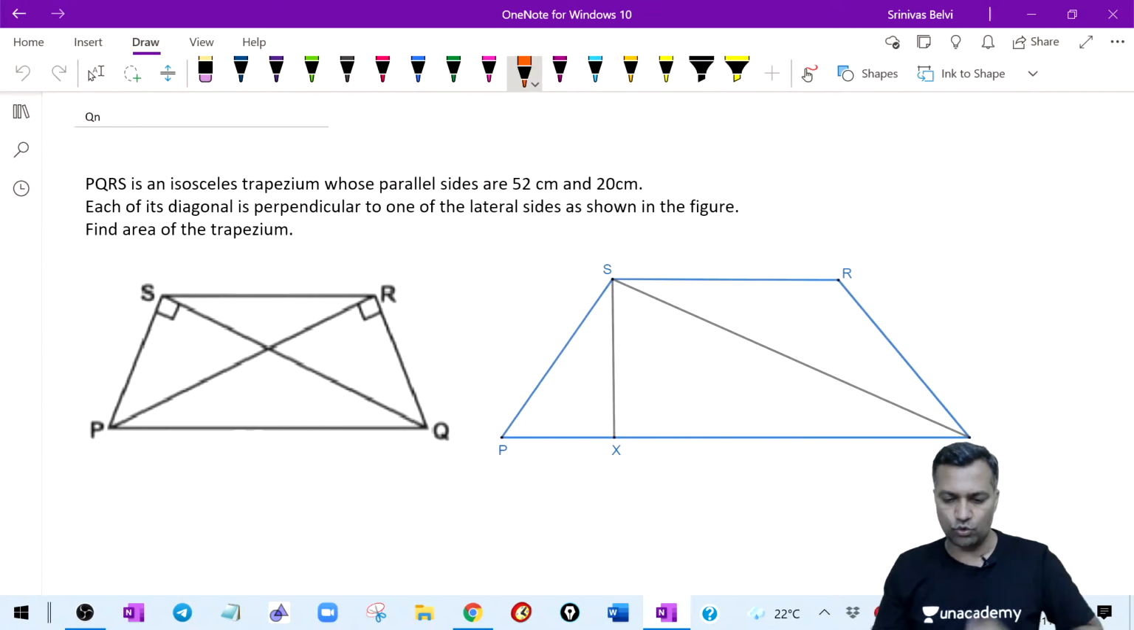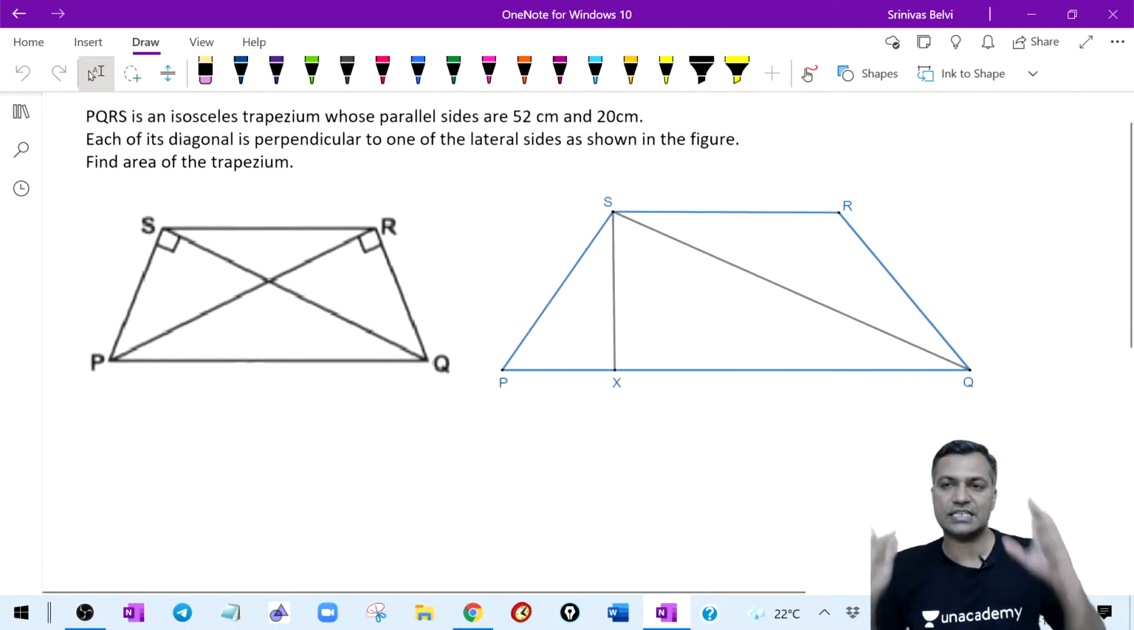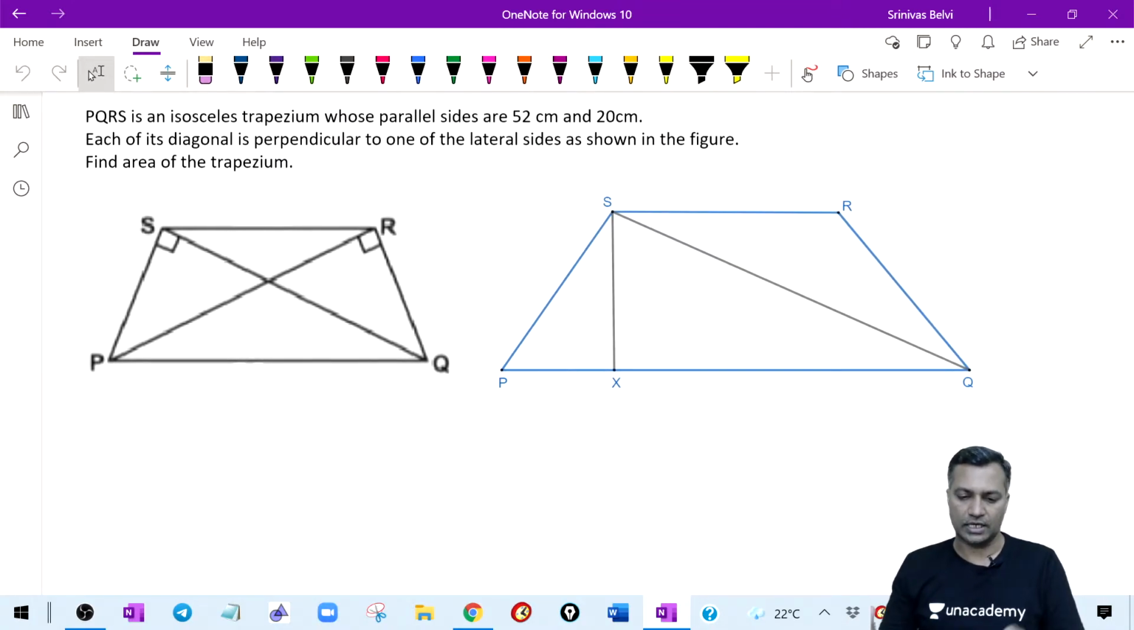Let's take a look at this. How do we use this on this particular question? See, these reflex actions are important. Okay, let's take a look at this.